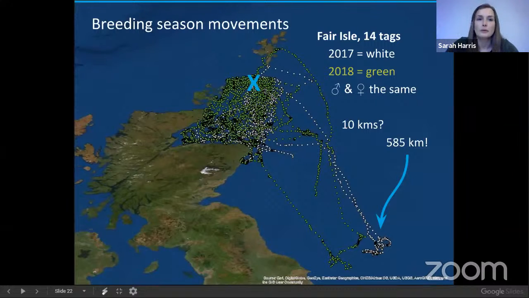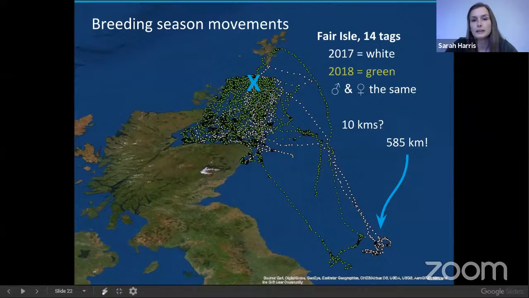So if we start with the breeding season movements, we can see data from Faroe from 14 tags. So these are in 2017 and 2018. These are just the tags that stayed on during the breeding season. They're glued to the back of the bird. Some of the birds we tagged in both 2017 and 2018, but quite often they were different individuals. When we looked at differences in foraging between males and females, there wasn't really anything obvious there, so that doesn't seem to be a divide in any way.